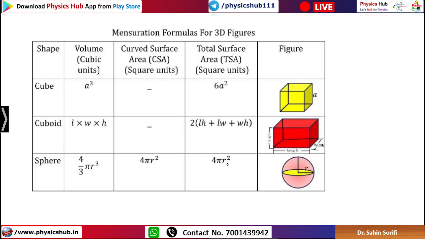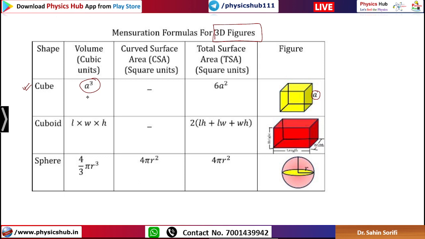Now let's go to 3D figures. In 3D figures, we have the first one, cube. Cube has equal sides. So if the side length is A, then its volume will be A cube. Look, in the case of 2D, we are interested in area and the perimeter. There is no volume thing in 2D, but in 3D figures, the extra or additional thing coming into the picture is the volume.